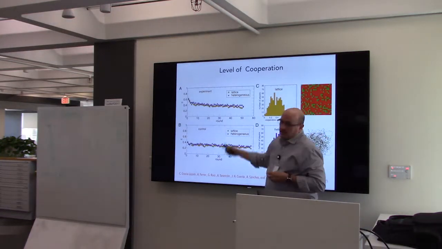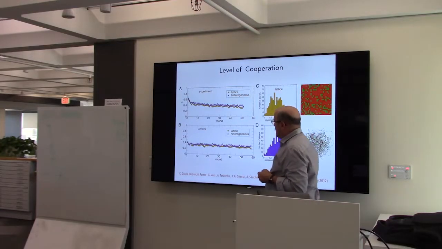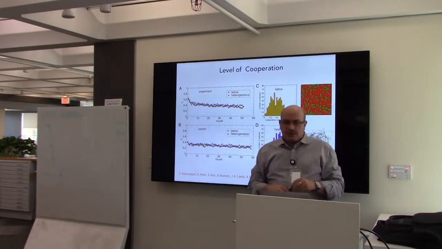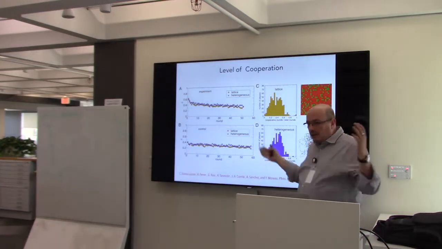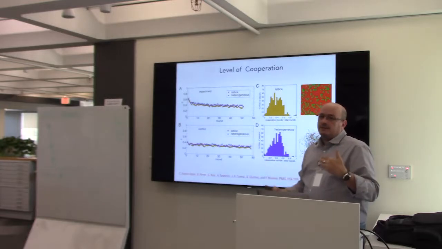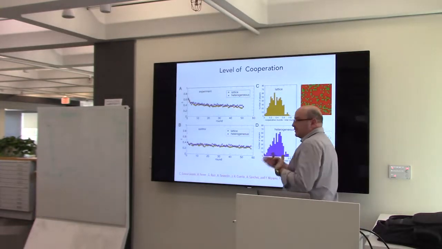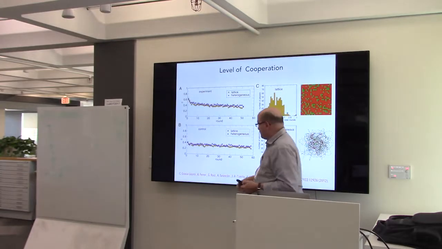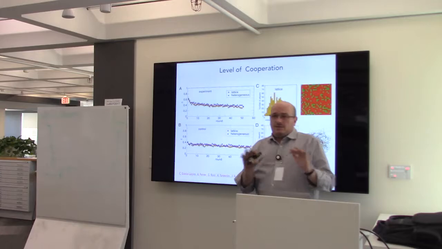This is the average level of cooperation when you do the experiments in lattice and heterogeneous, and the control. The control consists in reshuffling the network at every time step. Every run, you keep the degree sequence, but everyone changes the neighbors. So they play with different people all the time. And you see that both in the control and in the experiment, the network has no effect.